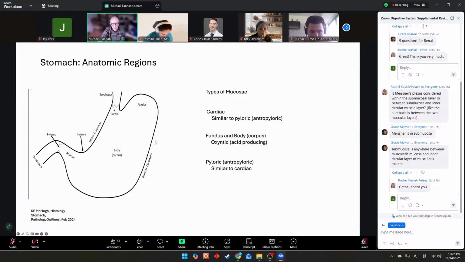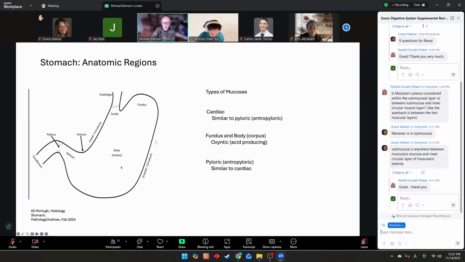This region from the cardia down through the notch at the incisura is the gastric body or corpus. This is by far the largest geographic zone of the stomach, and it's also the most complex mucosa. You see that the fundus and body both are lined by an oxyntic acid-producing mucosa.